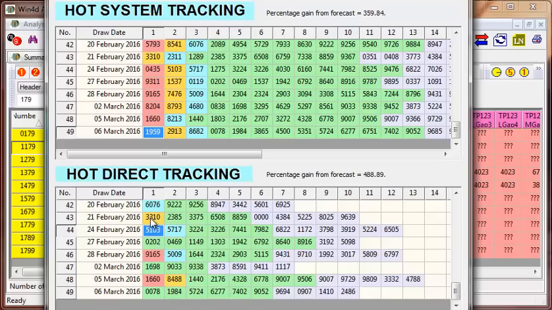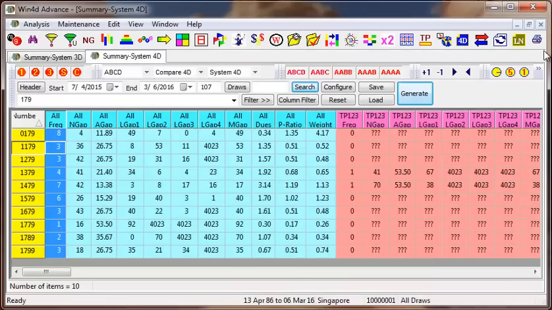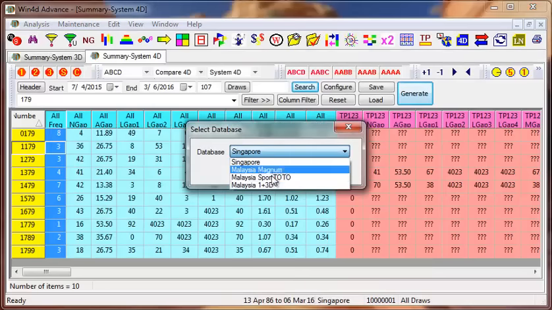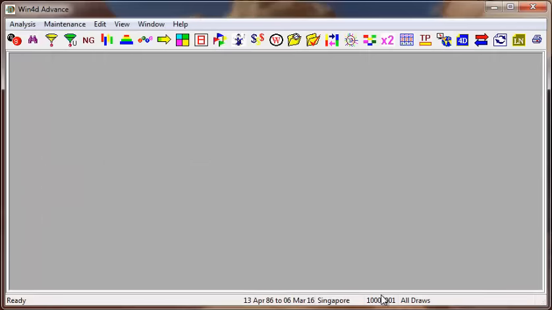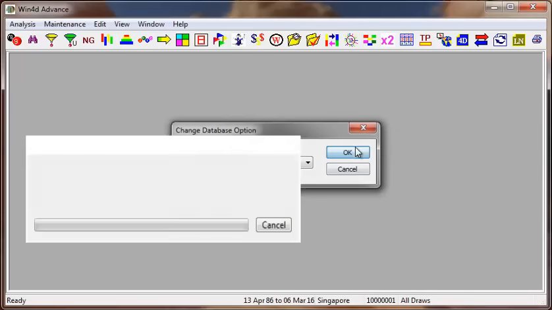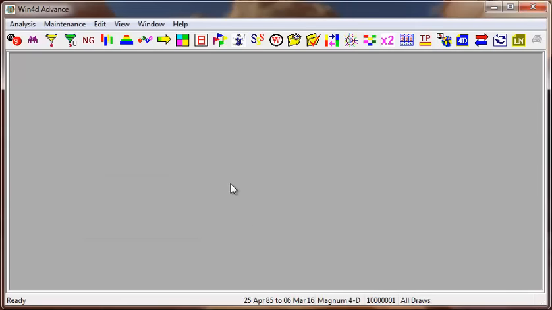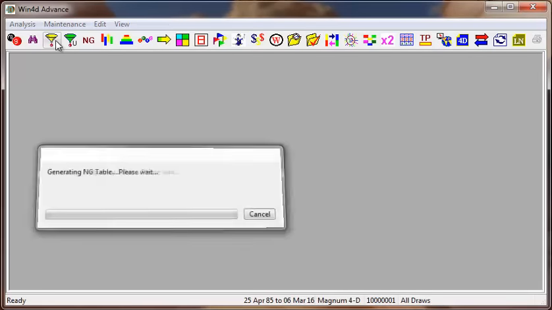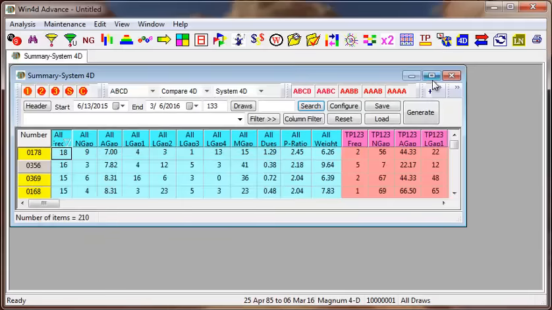Right, even for the first prize direct number, we have forecasted correctly 2 times, but we do have a lot of second prizes here, which you can see over here.